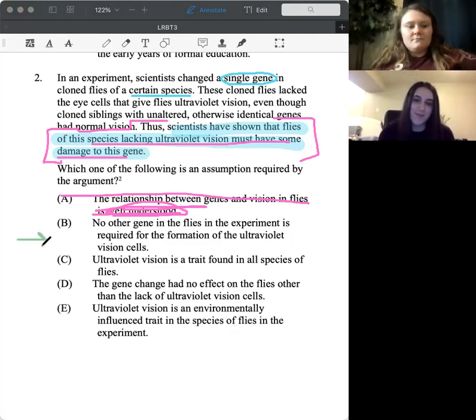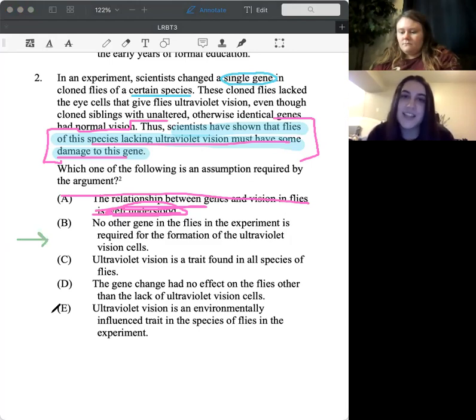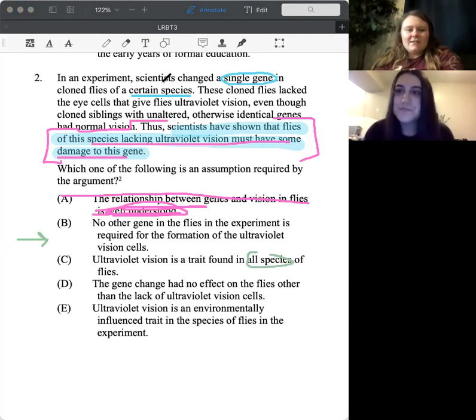Okay, sweet. All right, C. Ultraviolet vision is a trait found in all species of flies. To me, this is just a random fact. It has nothing to do with what we just talked about. Not nothing to do, but it's too broad. What part of it? All species of flies. We're just talking about a certain species.